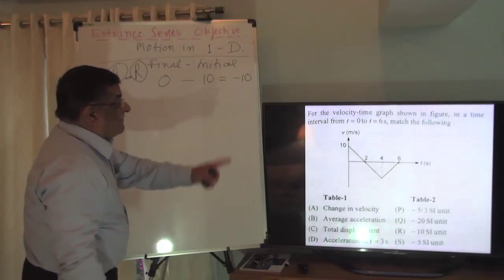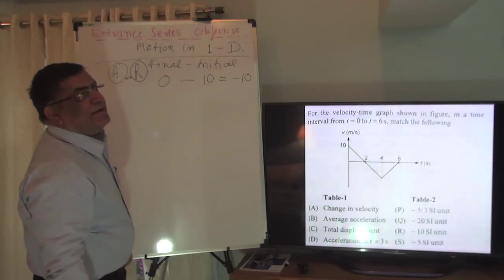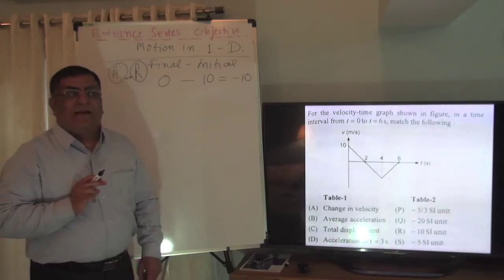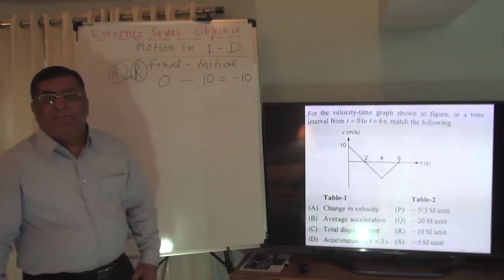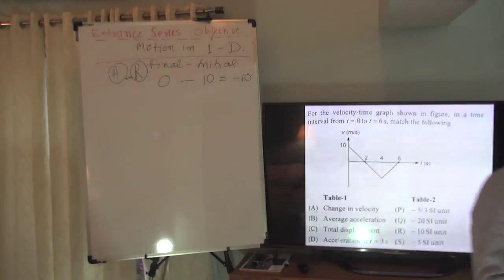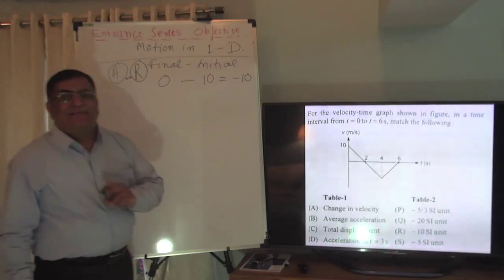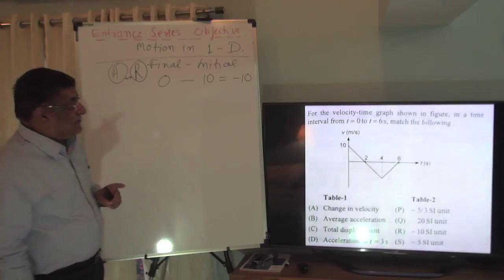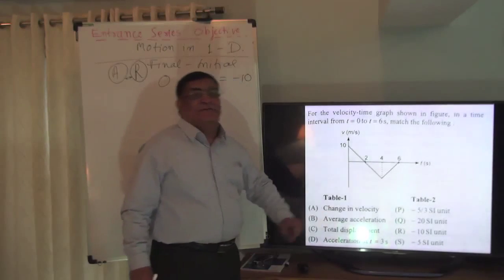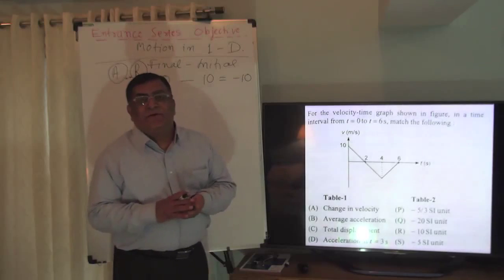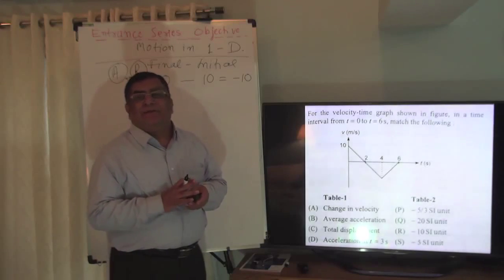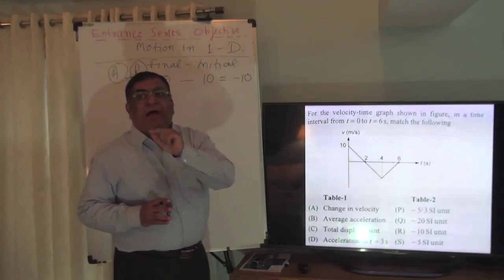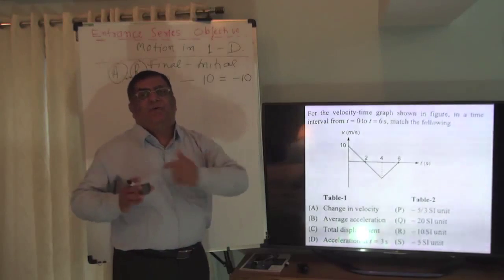Now the second, average acceleration. Whenever we find the word average, then we solve it in this way. We know that acceleration is change in velocity upon change in time, that gives the average acceleration. There is a difference in average acceleration and instantaneous acceleration. Instantaneous is slope at one point. Average is total change divided by total time.